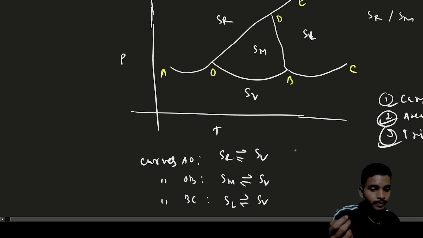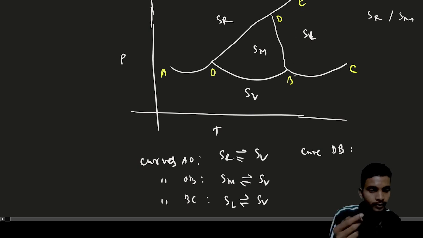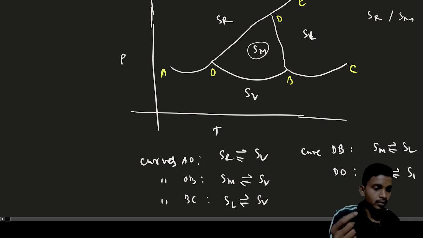So this curve DB, what is that? One side is SM, another is SL. So SM and SL, liquid and monoclinic in equilibrium. And similarly for DO, one side is rhombic, another is monoclinic, so I write monoclinic and rhombic.